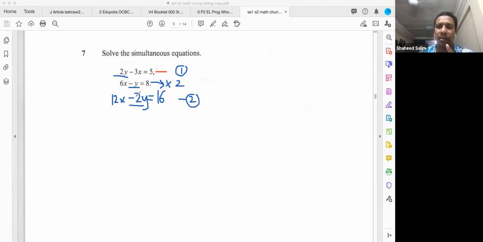Then I can minus. Because you have 2y, again I'll show you. If let's say now take 1 minus 2, 2y will minus 2y. In the end, you do not get rid of the 2y. It becomes 2y plus 2y equals to 4y. So we do not want to have this now. We want to get rid of the y. So what do we do?